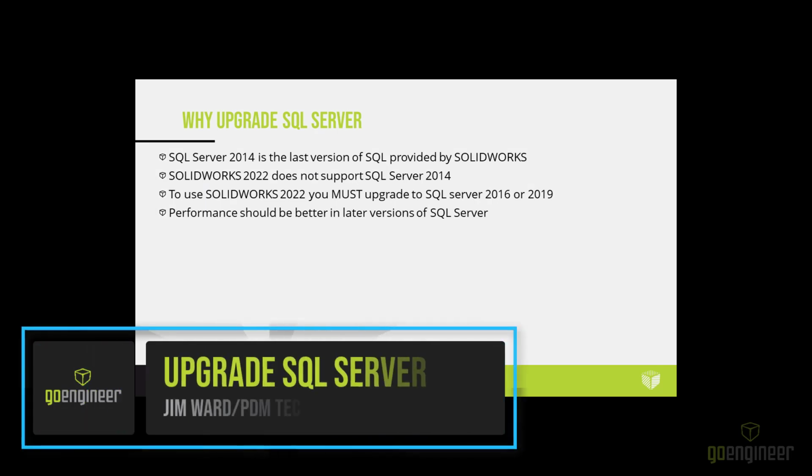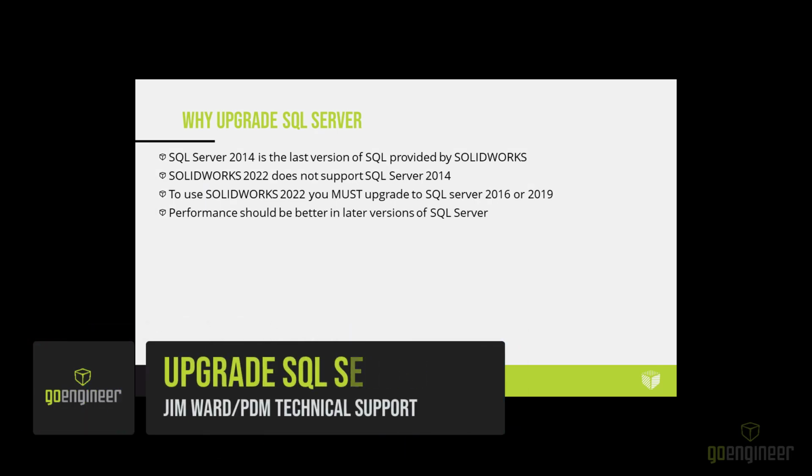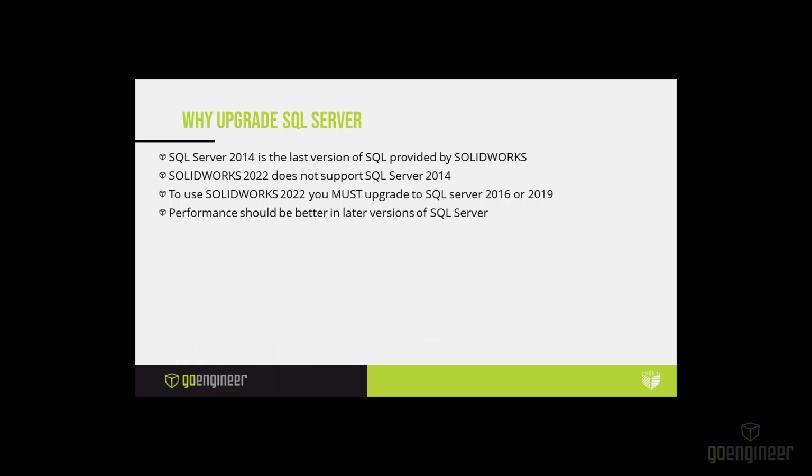Why would you want to upgrade the SQL Server? The biggest reason is SQL Server 2014 is the last version of SQL provided by SOLIDWORKS, and SOLIDWORKS 2022 does not support SQL Server 2014. So if you're going to upgrade to SOLIDWORKS 2022, then you must upgrade to SQL Server either 2016 or 2019. I do recommend going to 2019. That way you can go longer before you have to upgrade SQL again. As well, performance should be better in the later versions of SQL Server.